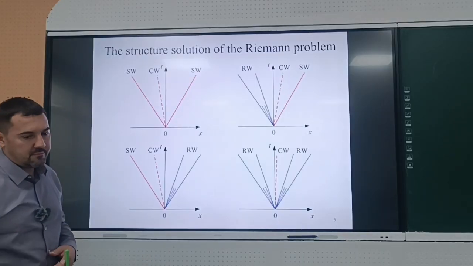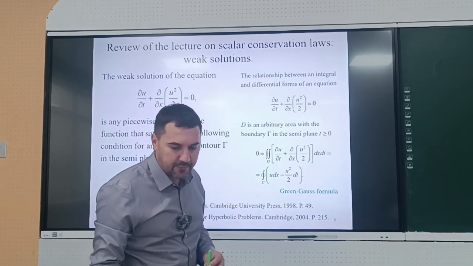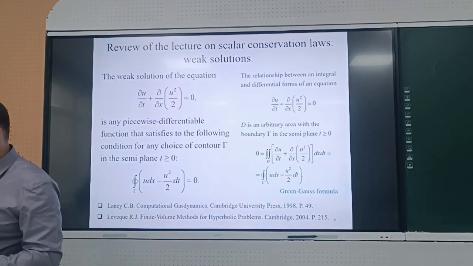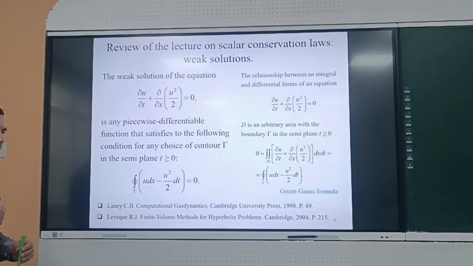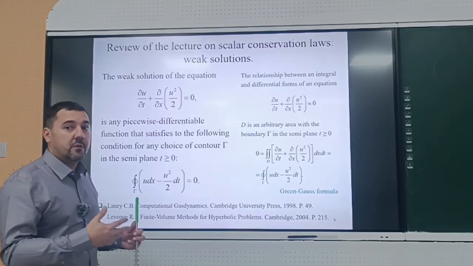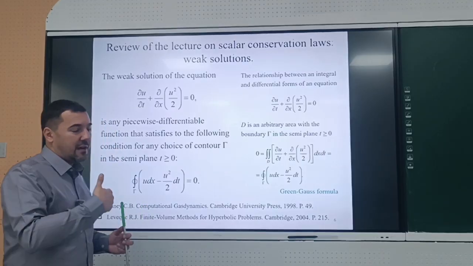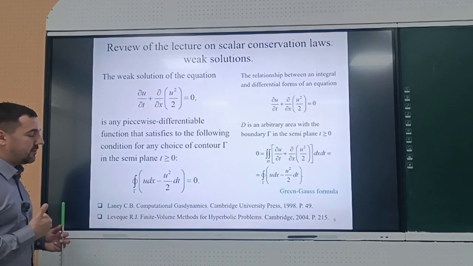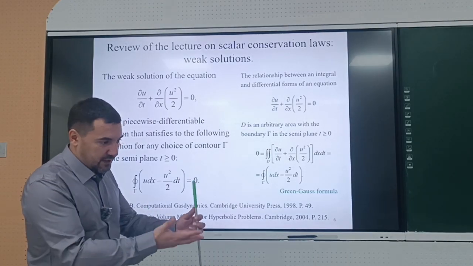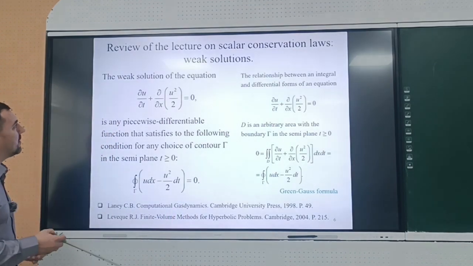Our second lecture was about scalar conservation laws, and we have already discussed the discontinuous solutions, and we have already obtained the Rankine-Hugoniot jump conditions for discontinuous solutions of scalar conservation laws. I'd like to remind you of the main results of the second lecture, because the results today will be just a generalization of all the stuff we have already obtained.